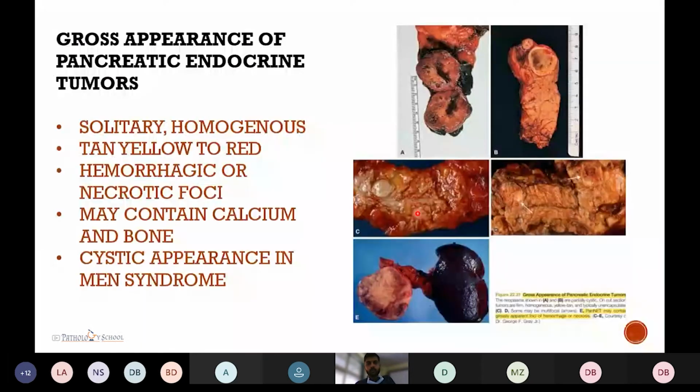Gross findings. Now coming to the gross findings of our pancreatic endocrine tumors. The color of the tumor basically depends on the amount of stroma present and the amount of vascularity the tumor has. Mostly it's solitary and homogeneous, tan yellow to red. Hemorrhagic or necrotic foci can also be seen, it may contain calcium and bone, and cystic appearance is seen especially in MEN syndrome.